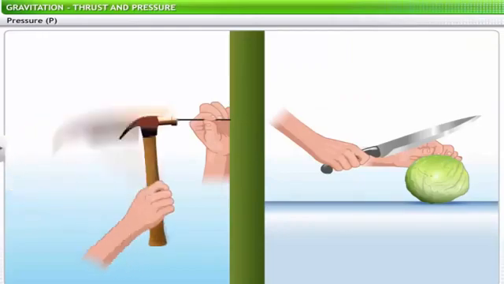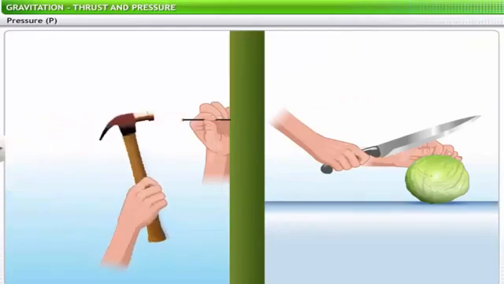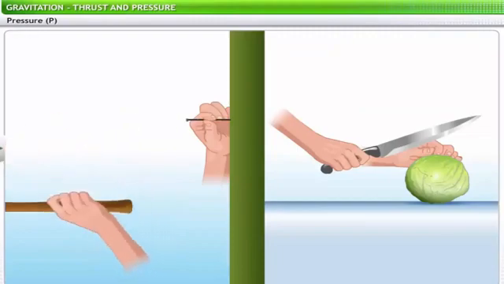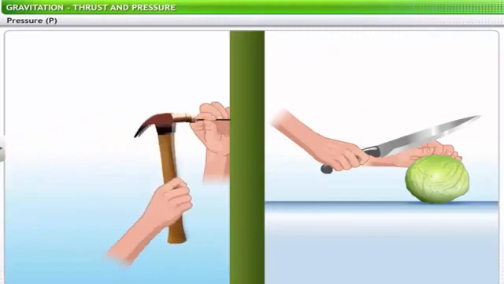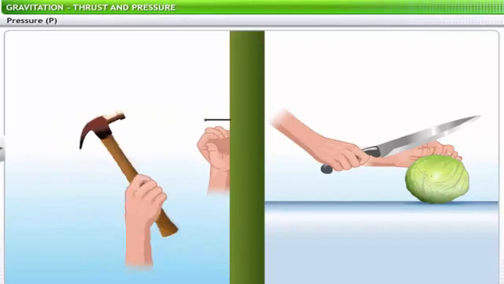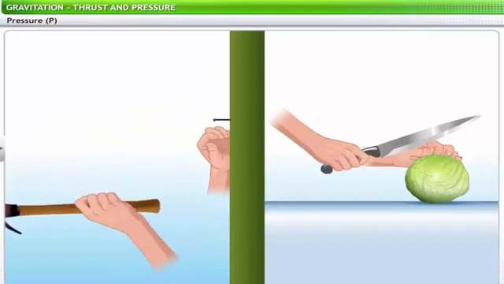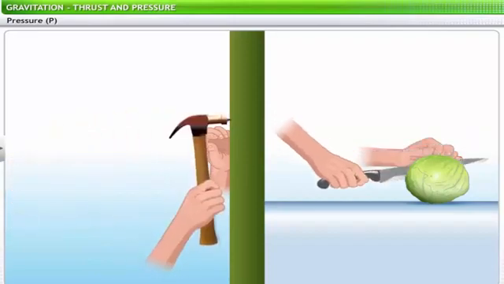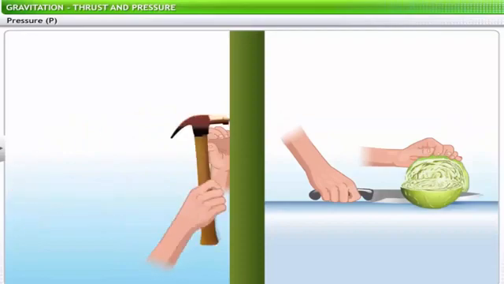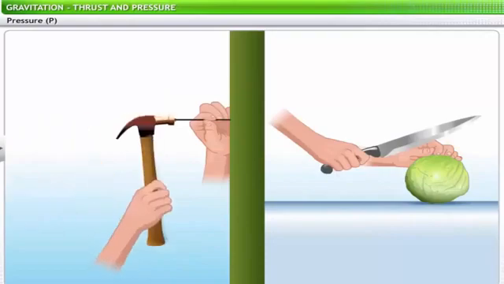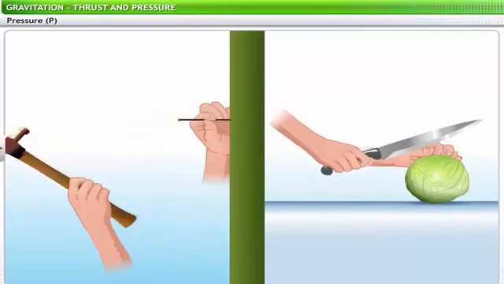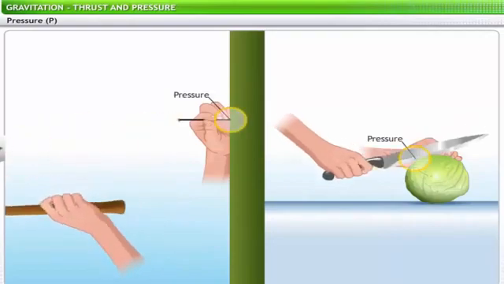We have seen that nails have pointed tips to help us drive them into surfaces. Why is it important for a nail to have a pointed tip? For that matter, why is it important to have a sharp knife to chop vegetables? The force you apply in driving a nail or chopping vegetables is translated into pressure, depending upon the surface area of the object on which the force is applied.